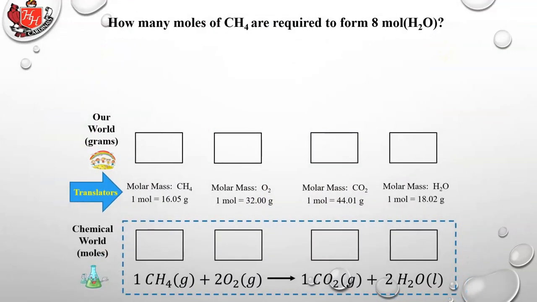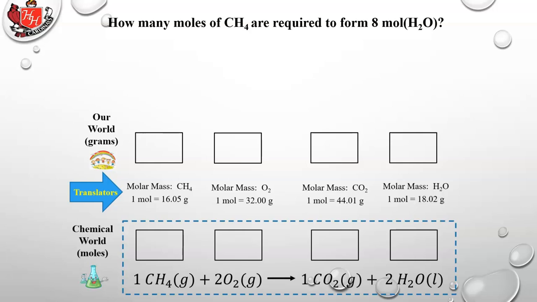So we're going to do 3 problems, and what I use, and what you'll use, is a graphic organizer. You can see up at the top are the measures of things in grams. Now you don't have to have all of these, you only need the one that you're interested in. Down in the chemical equation, in the blue dashed box, that's the chemical world. That's in moles. And in between those two, our world and the chemical world, we have the molar mass translators. You can see one for methane, CH4, one for oxygen, O2, for carbon dioxide, and for water. So we use those to get us between grams and moles.